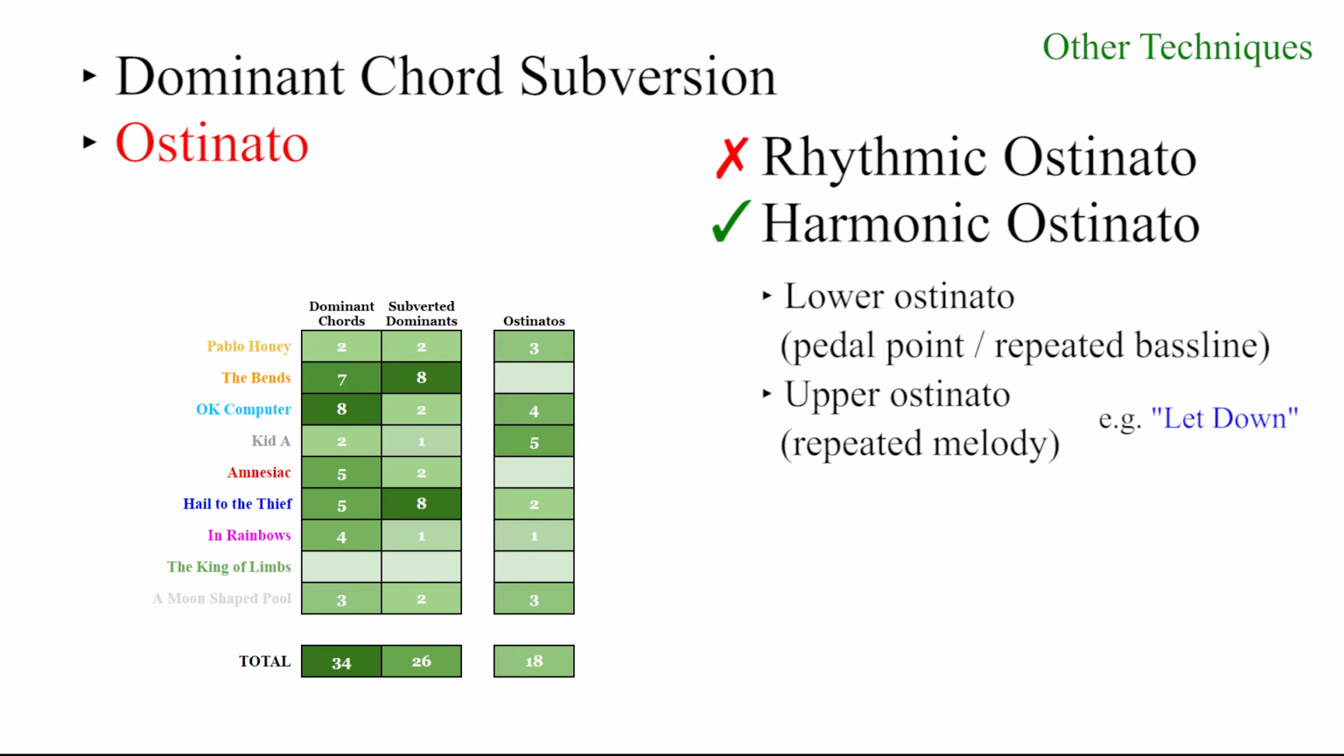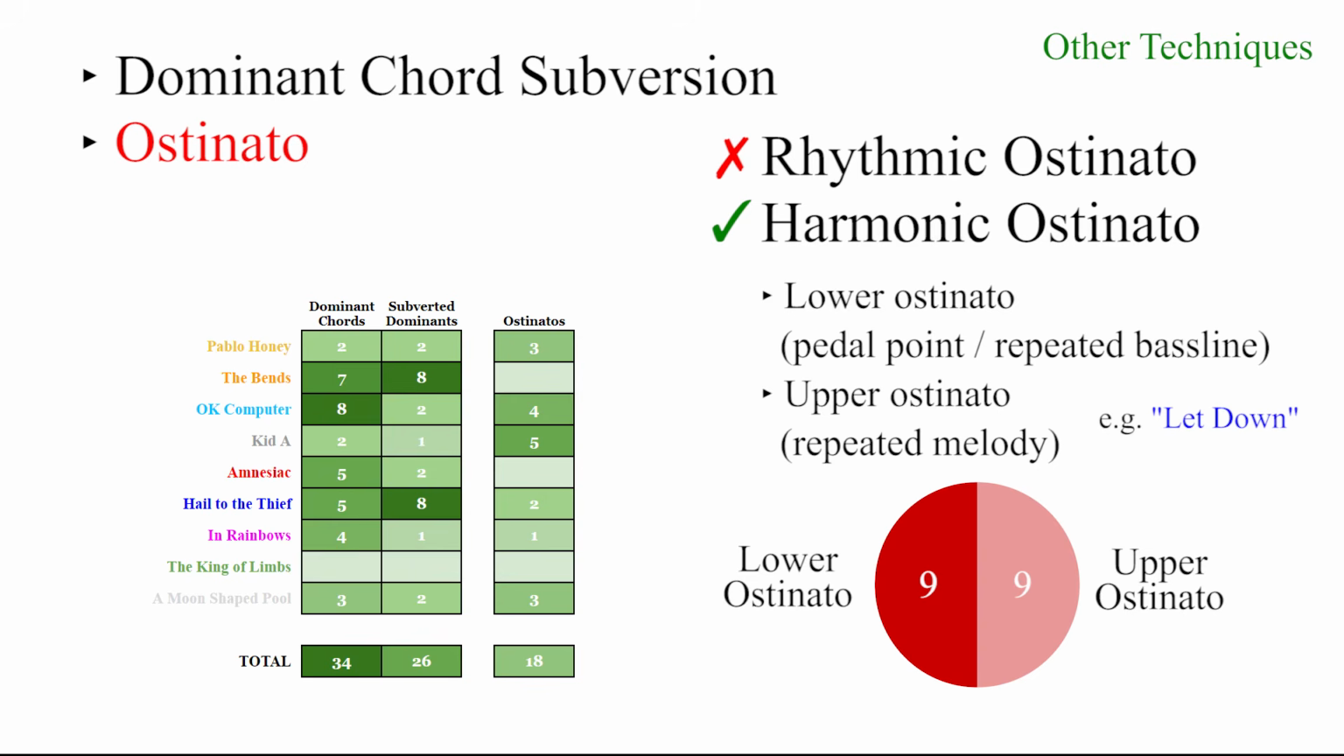Radiohead do not use this technique that often, only 18 times over 100 songs. As a result, it's hard to identify clear album-to-album trends. Lower pedal point-like ostinato and upper melodic ostinato occur with about the same frequency. Interestingly, Airbag uses ostinato in 3 distinct places.